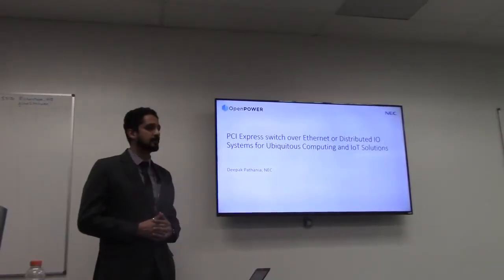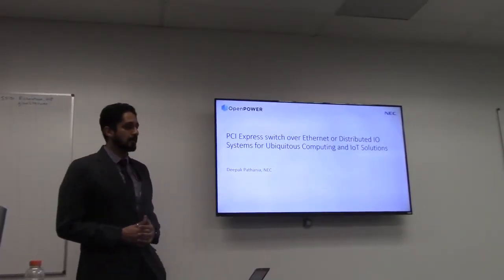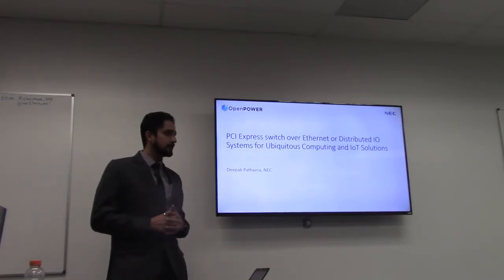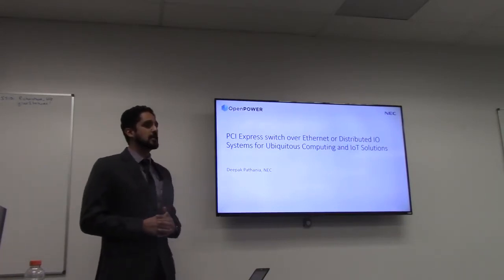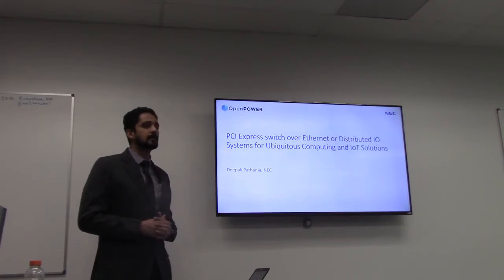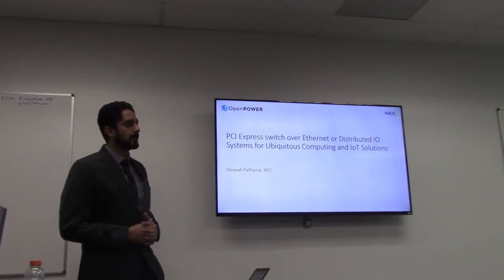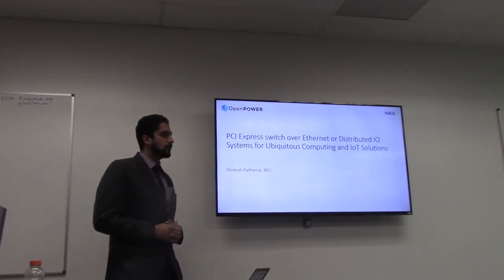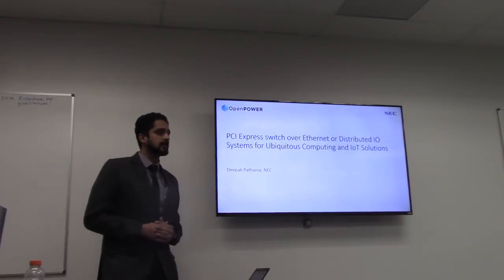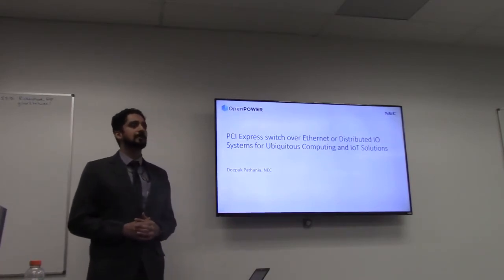Get the required application acceleration. But we should not forget something about PCIe. PCIe is an important interconnect which has been enabling computer architectures worldwide to get the required acceleration. And what NEC has done here is we have extended the PCIe switch over Ethernet.